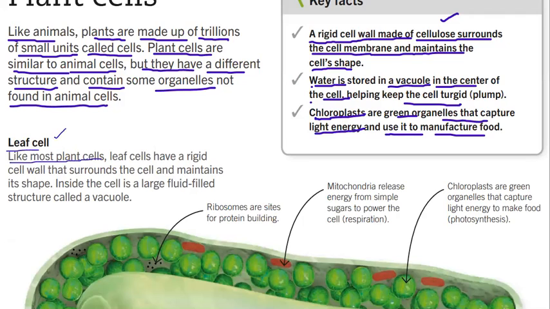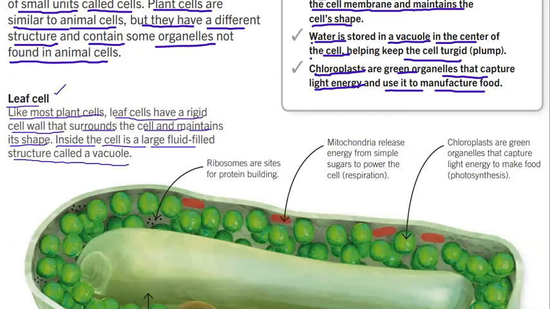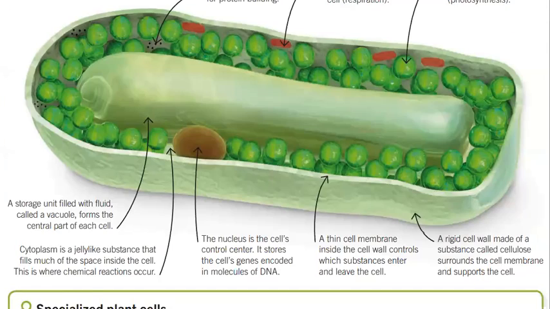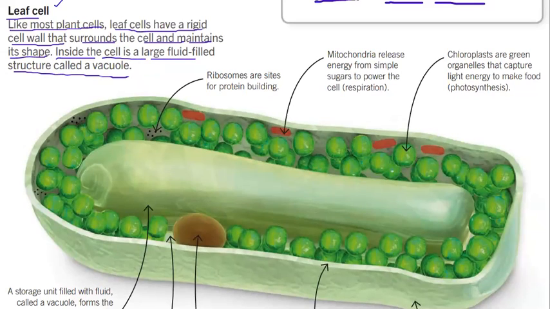Like most plants, leaf cells have a rigid cell wall that surrounds the cell and maintains its shape. And inside the cell, a large fluid-filled structure called the vacuole. Okay, now we are observing the most important parts of this plant cell. Here, these are the ribosomes, the sites of protein building, and the mitochondria release energy from the simple sugars to power the cell, used for respiration. And chloroplasts are the green organelles that capture light energy to make food.